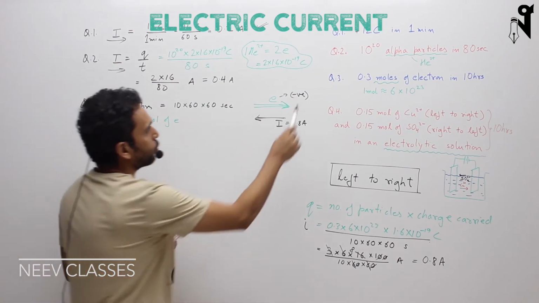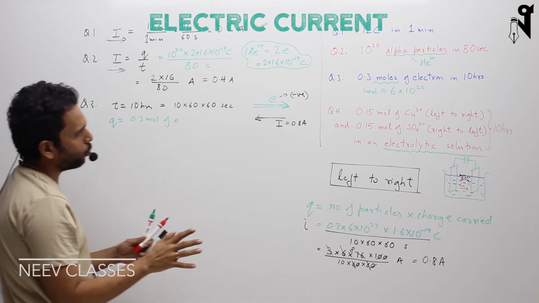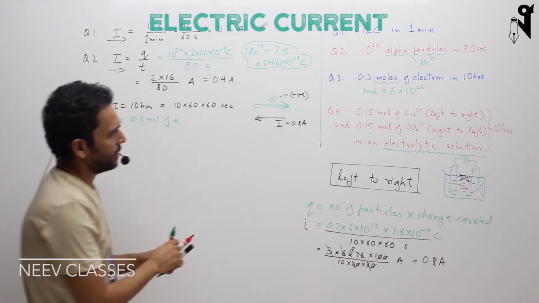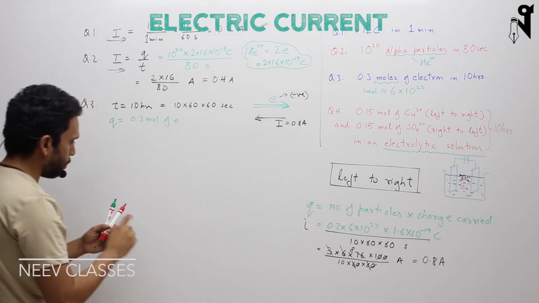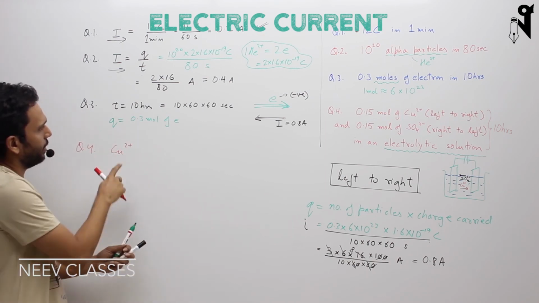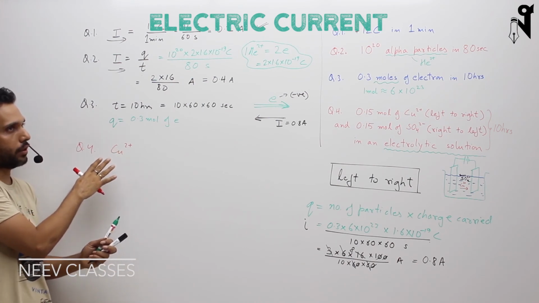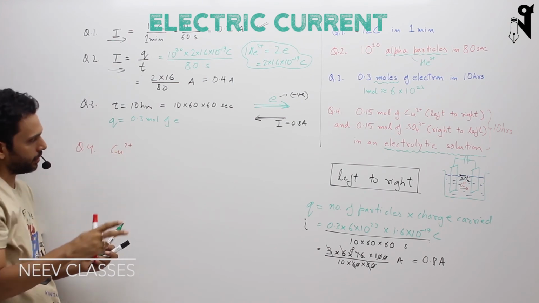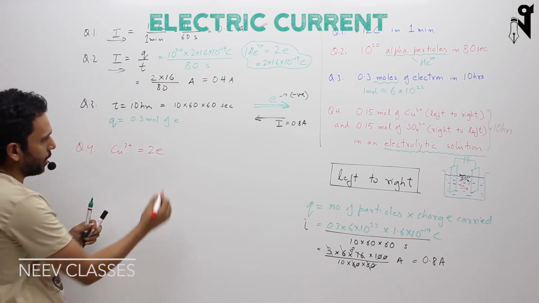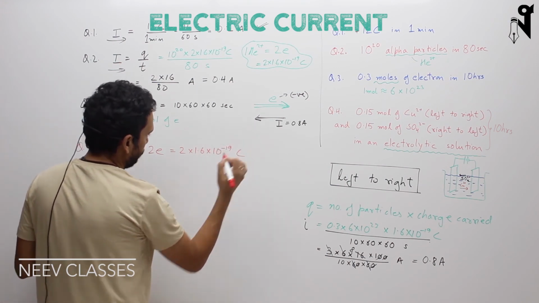So now let us analyze this question number 4. Here, what is happening is you have two charge carriers: copper 2 plus as well as sulfate 2 minus. So what is the charge carried by one copper 2 plus? Let's see that. Copper 2 plus means that from a normal copper atom, 2 electrons are short. If 2 electrons are short, 2 protons are in excess, so the charge carried by this would be plus 2e, which means 2 into 1.6 into 10 power minus 19 coulombs.